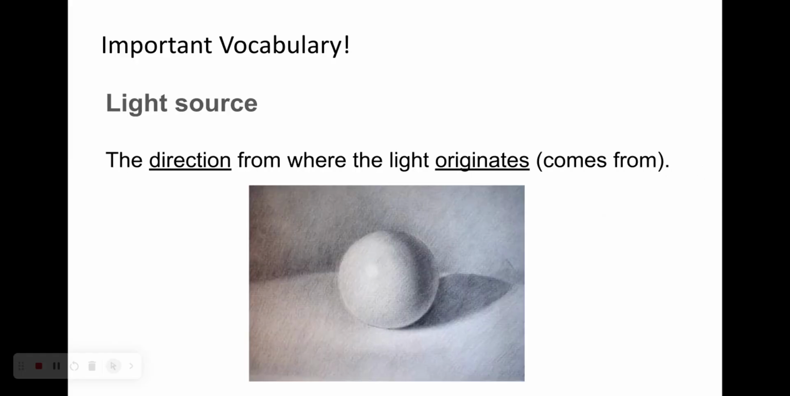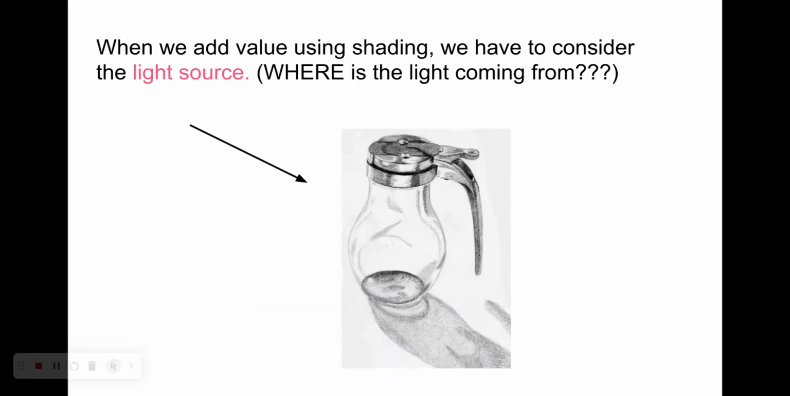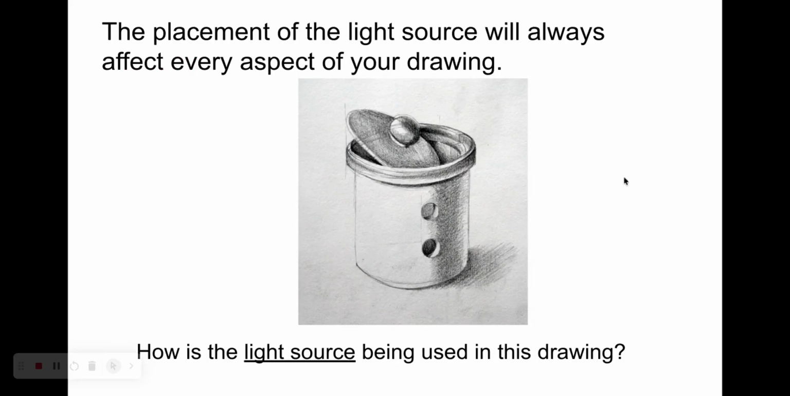Light source. This is the direction from where the light originates or comes from. So when we add value using shading, we always have to consider the light source. Where is the light coming from? Because that affects everything in the artwork. It's going to affect the shadow, it's going to affect the darkest area and the lightest area.